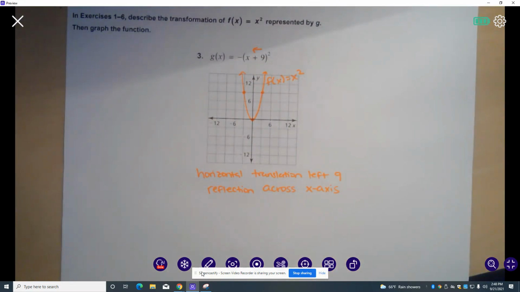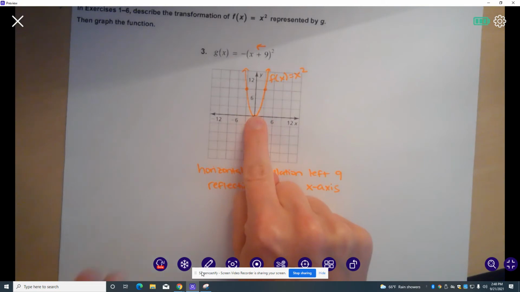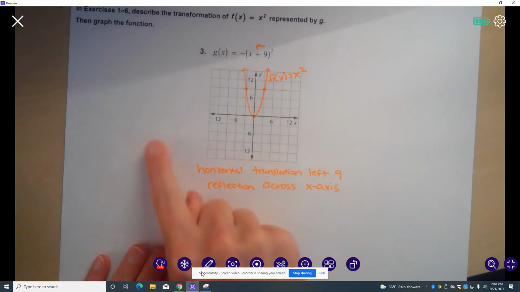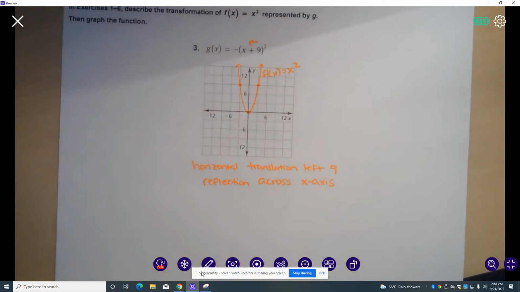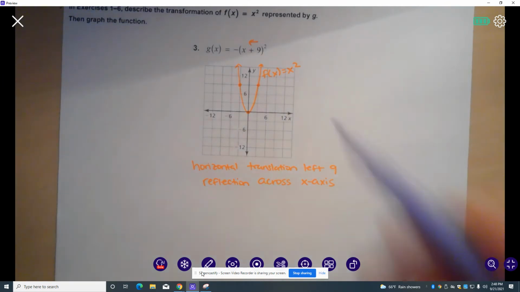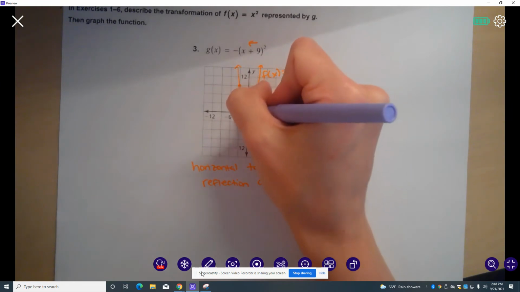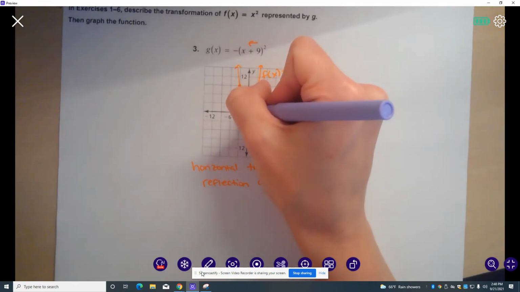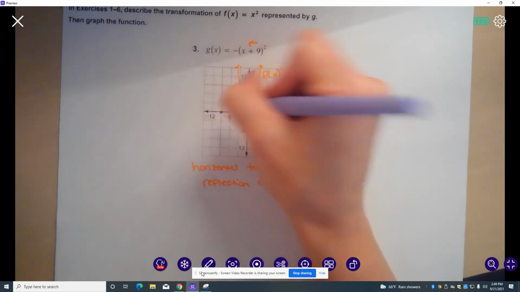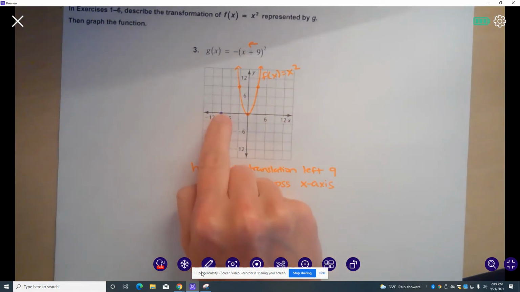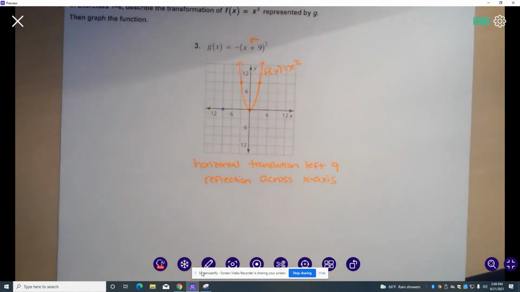I'm going to take this parent function and do a horizontal translation, 9 to the left, and then I'm going to take that point and reflect it across the x-axis. Okay. So I'll start with my vertex here. I'm going to go left 9. 3, 6, 9. There's my vertex. If I were to reflect this across the x-axis, it's not actually going to move at all because it's right on the x-axis. So it should stay right there.